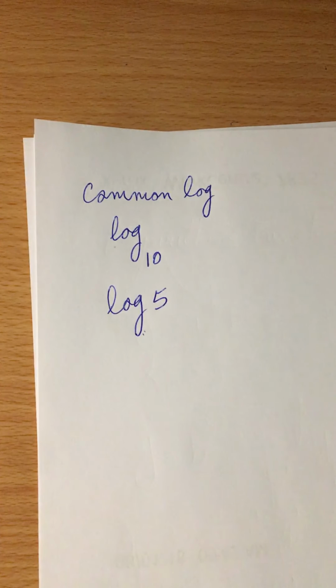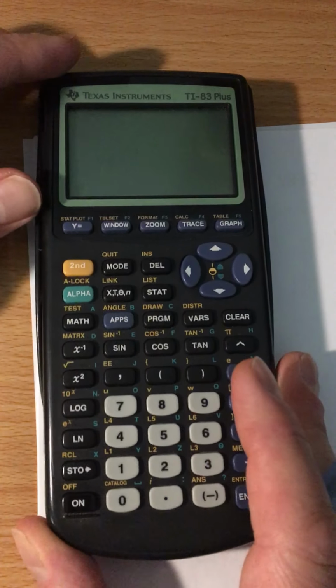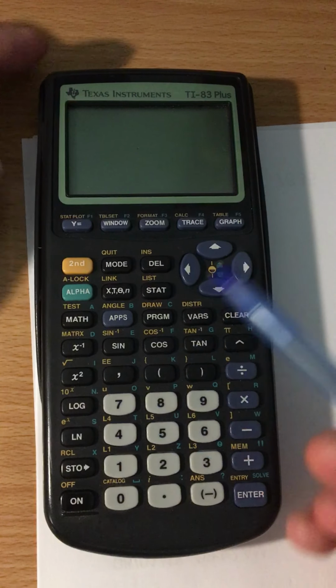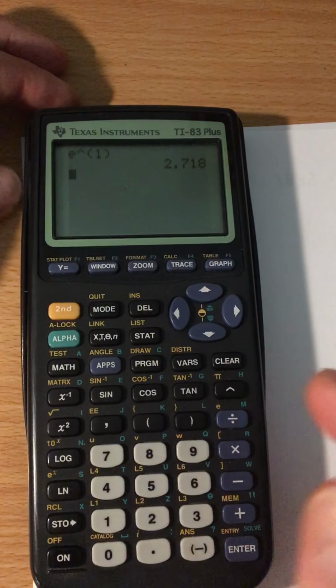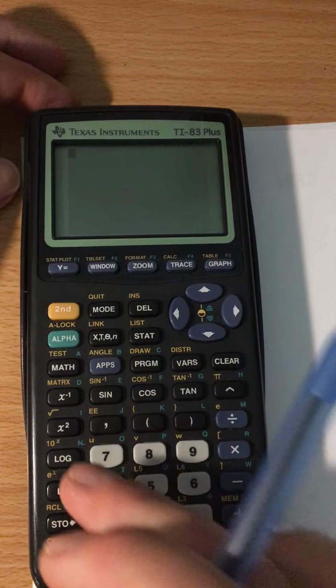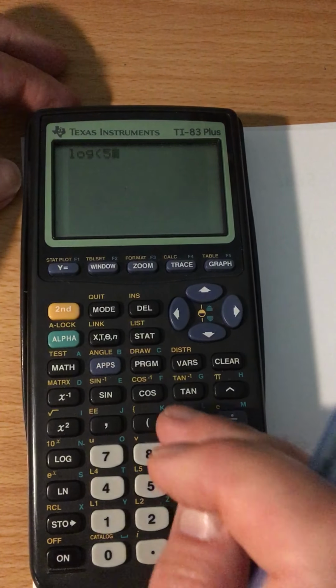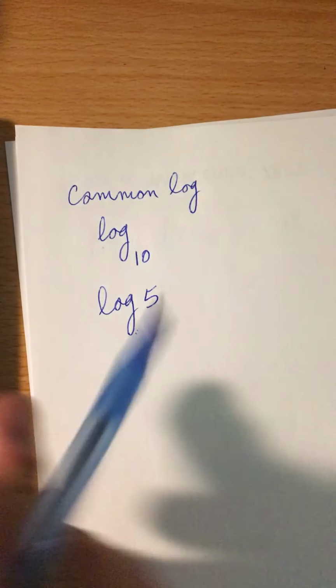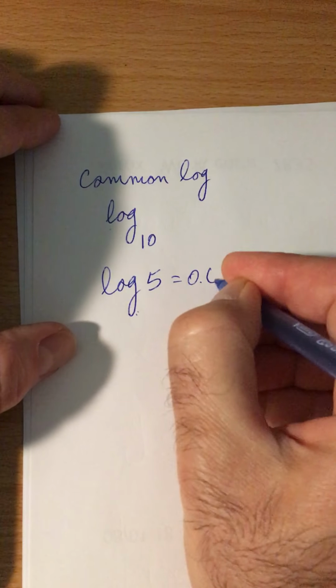Now, in all of your scientific calculators, the log key is the common log. The log key is the common log. So let's say I want to evaluate log of 5, so I just enter log of 5, and there you go. It's 0.699. So that's the value of log of 5.